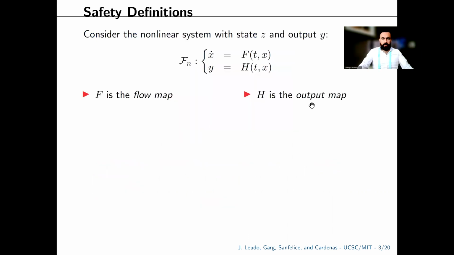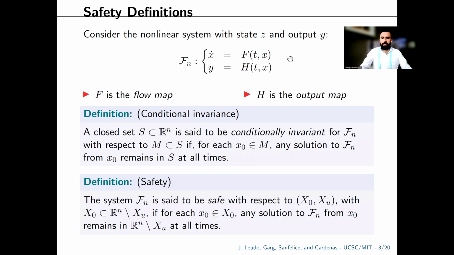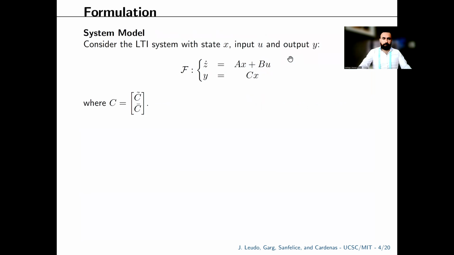Just to provide general definitions, consider the nonlinear system given in terms of a differential equation with a flow map F and an output equation with an output map H. We define conditional invariance of a set S with respect to a set M if every trajectory that starts in M remains in S at all times. We use this property to encode safety of a system with respect to a set x0 and a set xu, such that every trajectory that starts in x0 will remain outside of xu at all times.